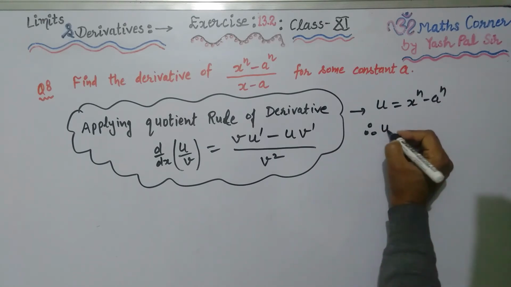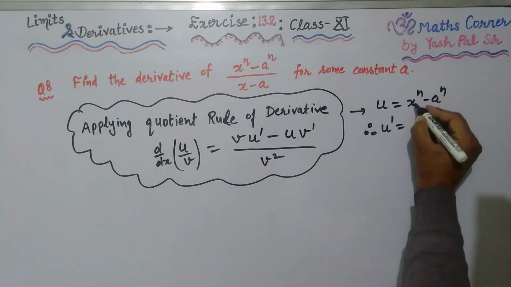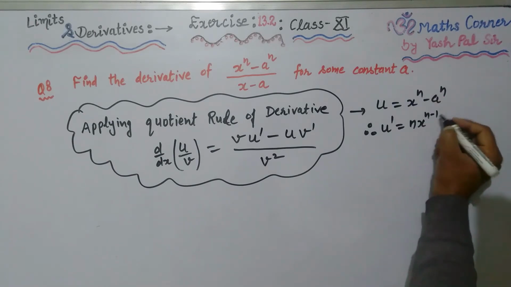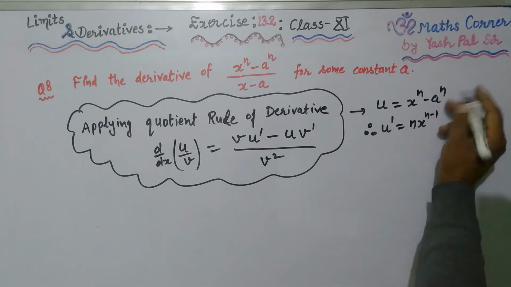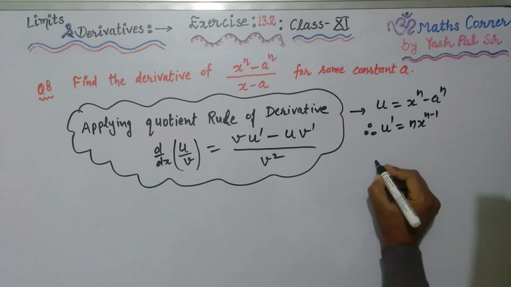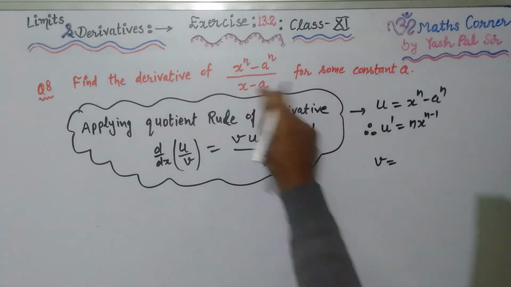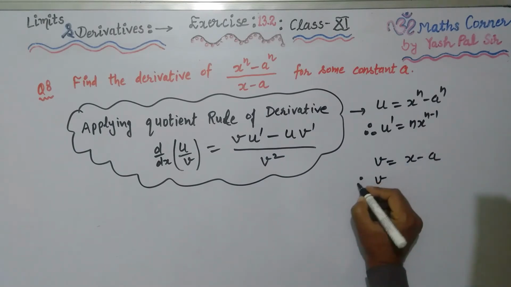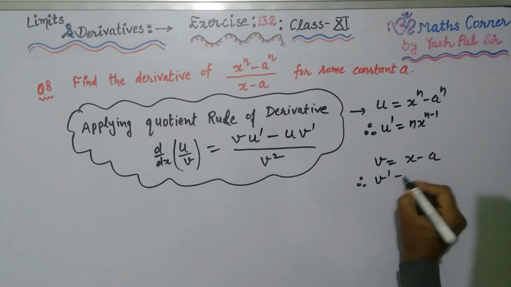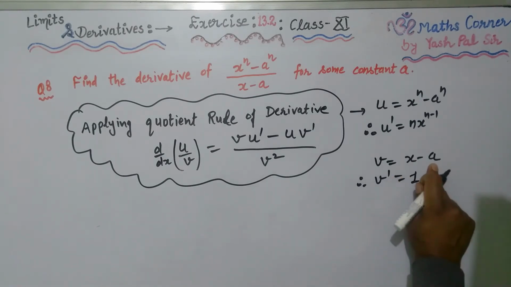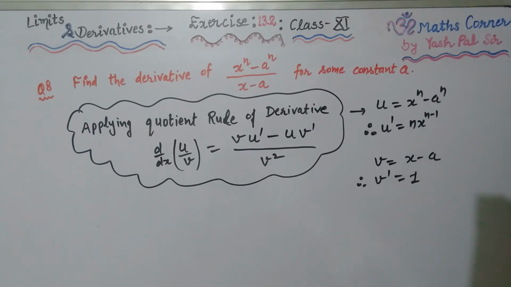Therefore, u dash, the derivative of x power n, is n into x power n minus 1, and the derivative of a raised to power n, this is purely constant, so its derivative is 0. Second thing, what is v? This is the denominator, x minus a. And what is the derivative of the denominator, v dash? This is 1, a constant, so the derivative is 0.